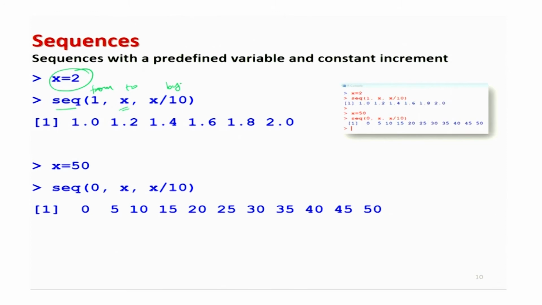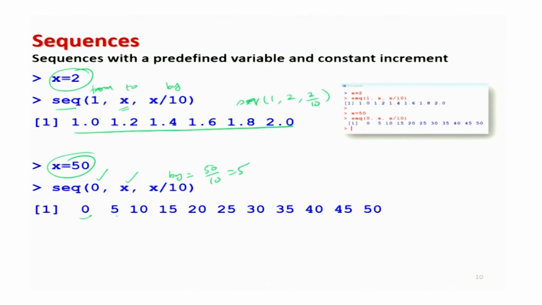So essentially you are writing a sequence beginning from 1 going up to 2, and then the increment is going to be 2 upon 10, which is 0.2. So this will give you a sequence like 1, 1.2 up to 2. And similarly, if you change the value of x to 50, and you want a sequence which is beginning from 0 going up to 50, then the increment is 50 upon 10, which is equal to 5 units. Then the sequence will begin from 0, it will come at the increment of 5, 10, and it will finish at 50.